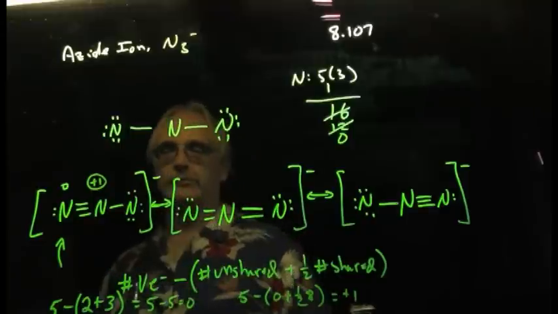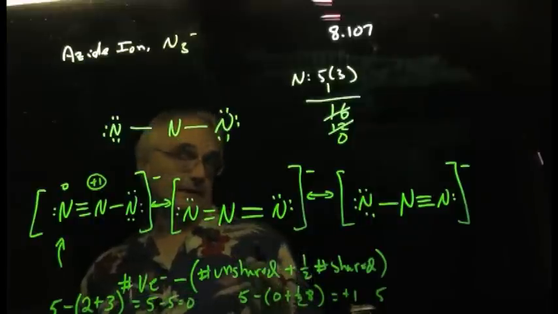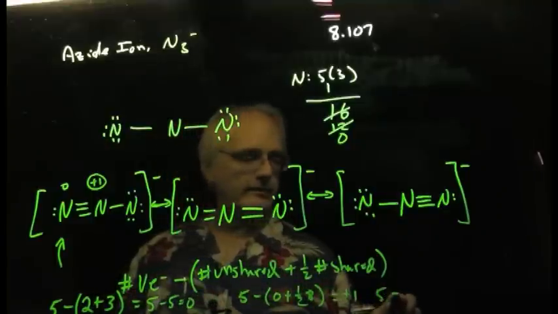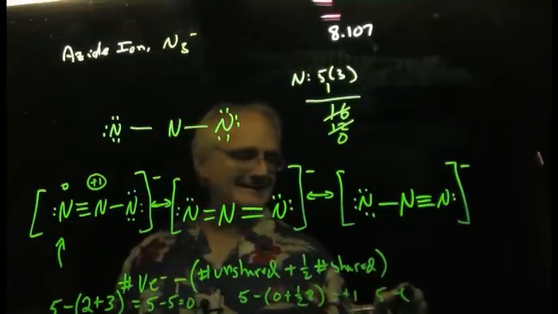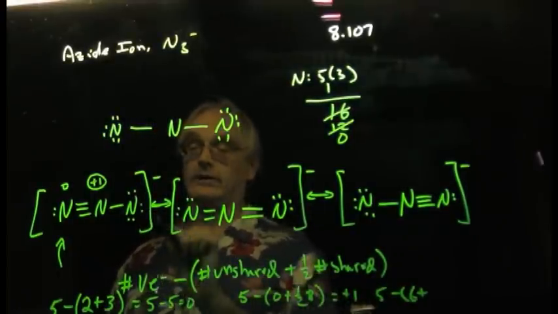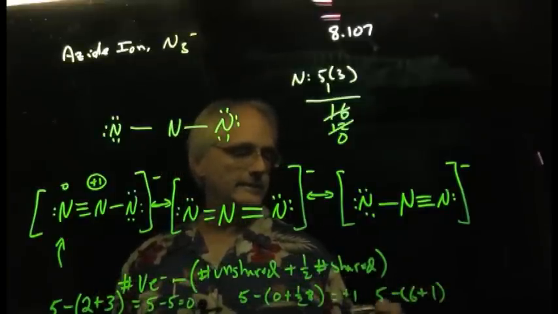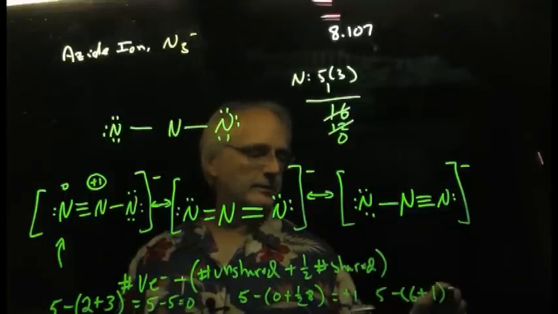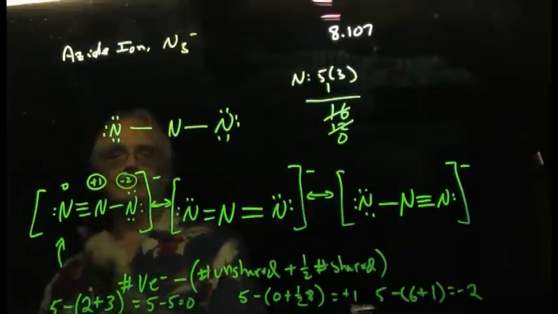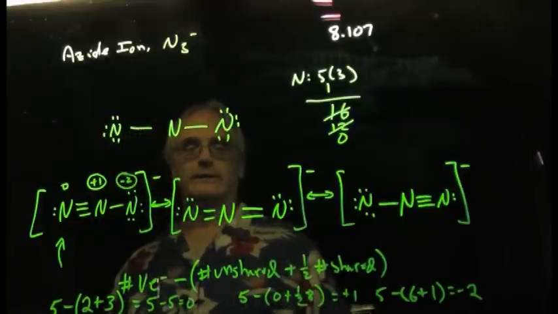And finally, I'm going to do this nitrogen over here. Column 5, it's a nitrogen. 5 valence electrons is what the atom would have on the periodic table, minus number of unshared, 6, plus half the number of shared, only 2 electrons are shared on this particular nitrogen. Half of that is a 1. Okay. 5 minus 6 plus 1 equals negative 2. Sure enough, the formal charges, a 0, plus 1 and minus 2, add up to negative 1, the overall charge of the ion.